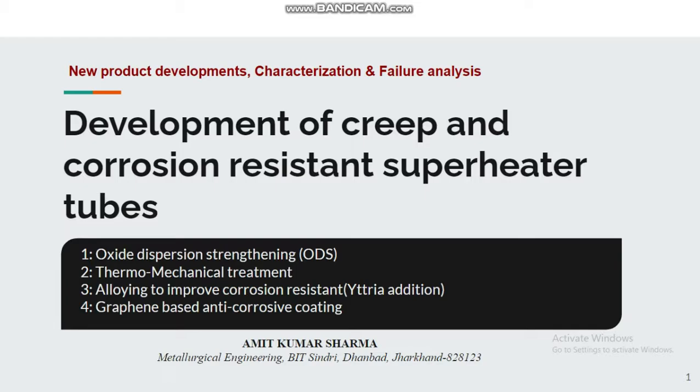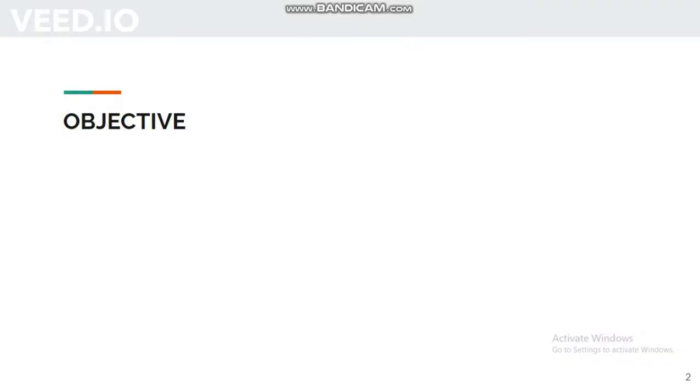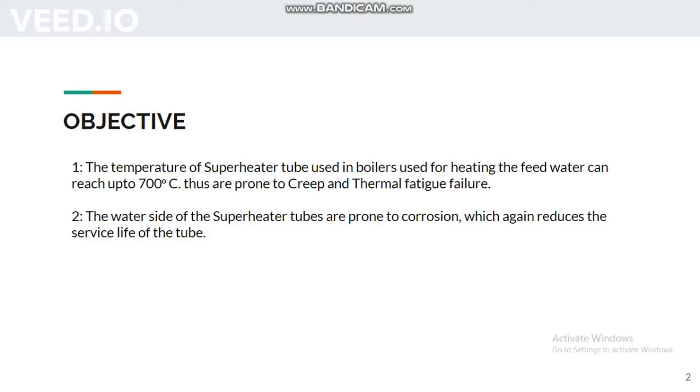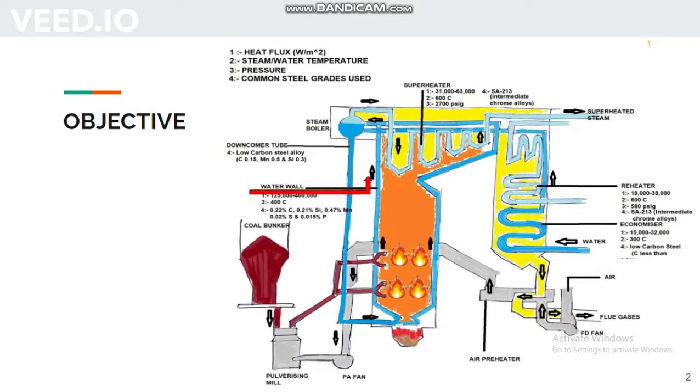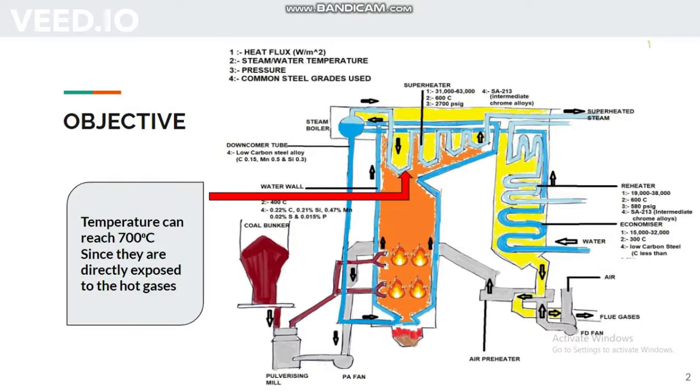The objective: the temperature of superheater tubes used in boilers for heating the feed water can reach up to 700 degrees centigrade, thus they are prone to creep and thermal fatigue failure. The water side of the superheater tubes is prone to corrosion, which again reduces the service life of the tube. Temperature can reach 700 degrees centigrade since they are directly exposed to the hot gases.